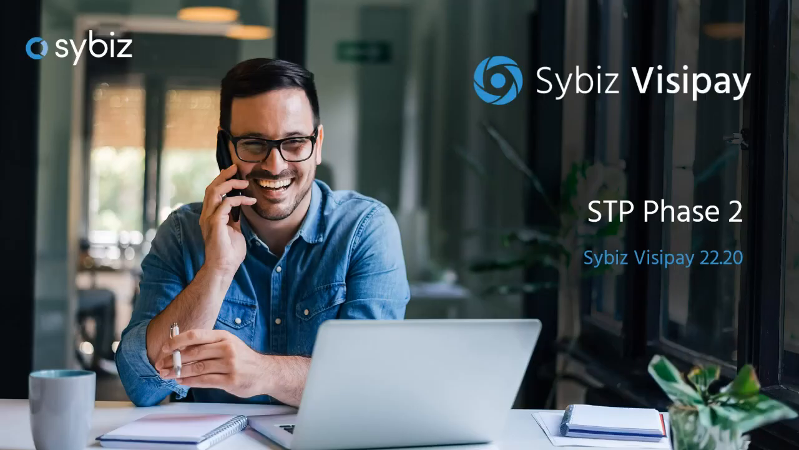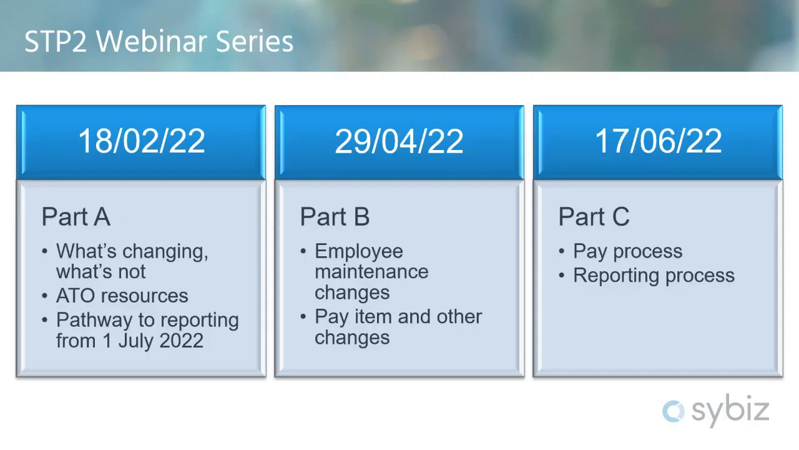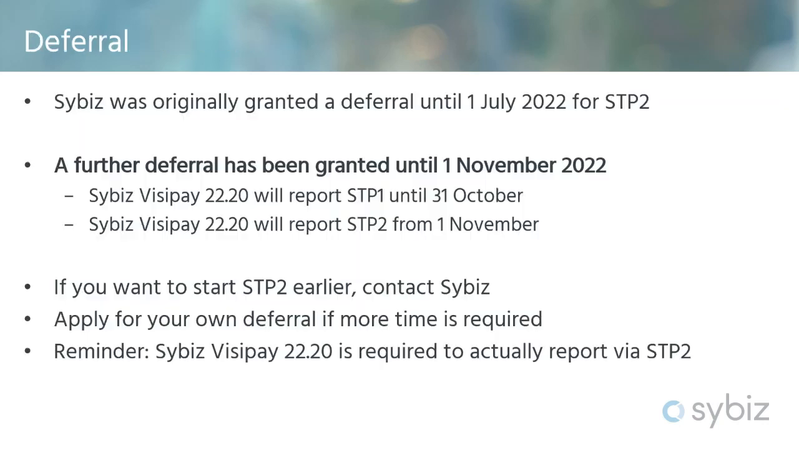Okay, we have obviously been talking a little bit about STP2, but now we're just going to specifically look into it in terms of some of the things that you need to be aware of. So again, just a reminder, this is part C of the webinar series, and the focus of this one is around the pay process itself and the reporting process. So the pay process in the context of the different pay items and considerations that you will need to make now in the world of STP2.